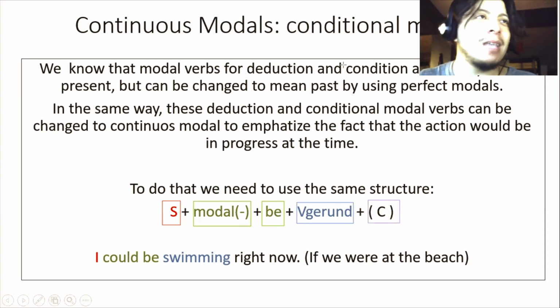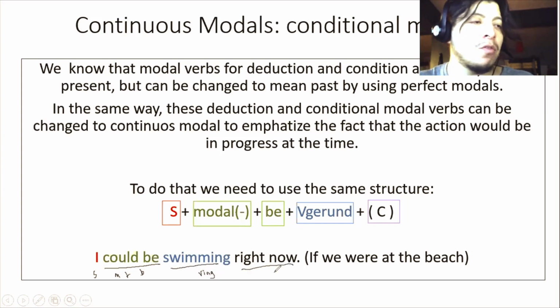So what am I saying right here? What I am saying is that I, the subject, could be, this is my modal plus be, swimming, this is the verb with -ing, and this is the complement, right now.